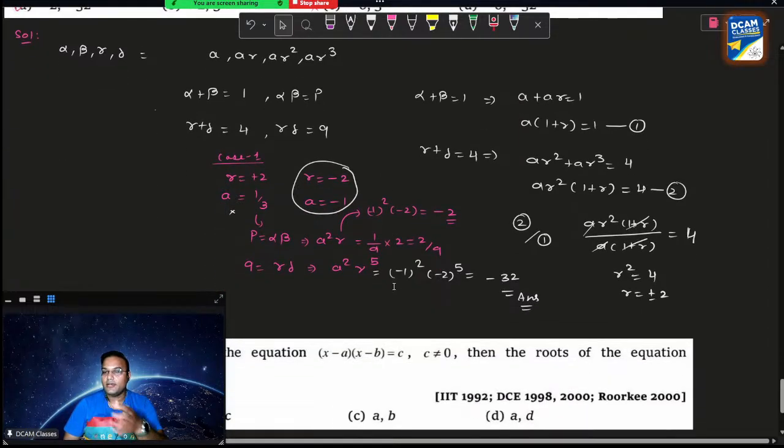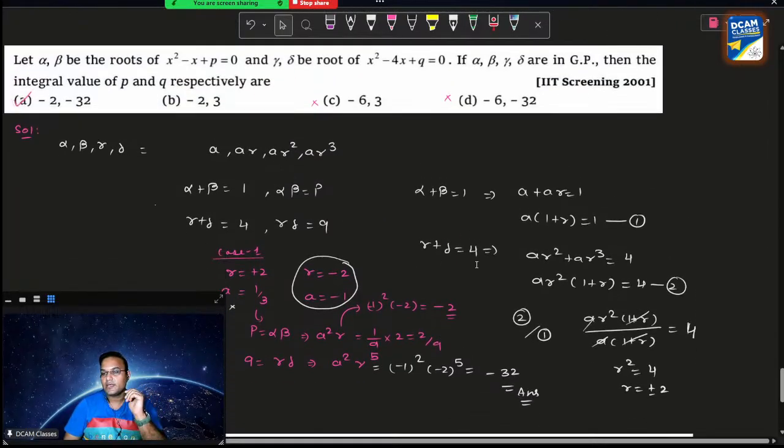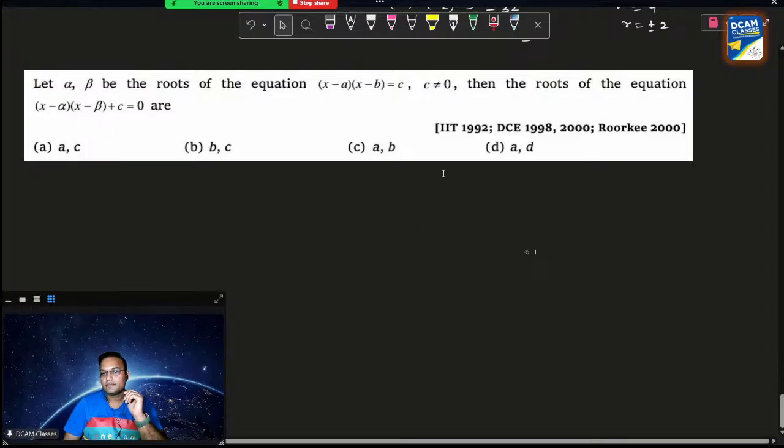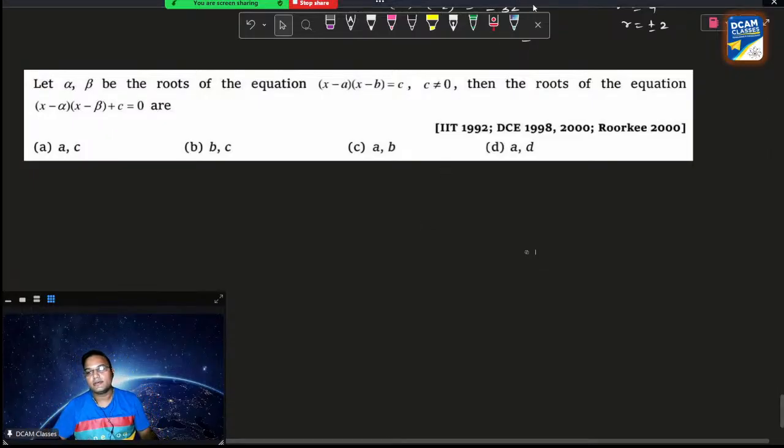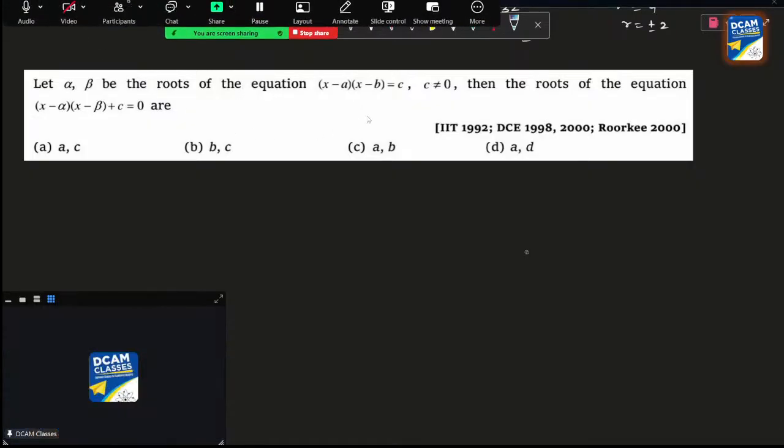Is it for me only or for all of you? Okay, because these level of questions only you are solving. Similarly, this question, try to solve this one. Try to see. This also you'll find easy, not a difficult one.